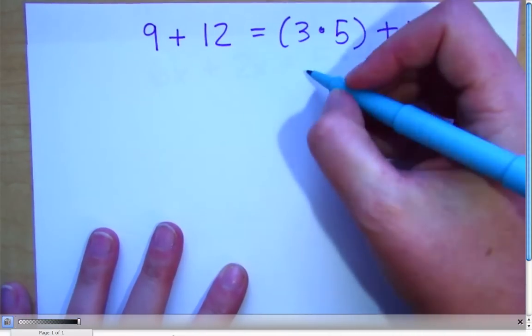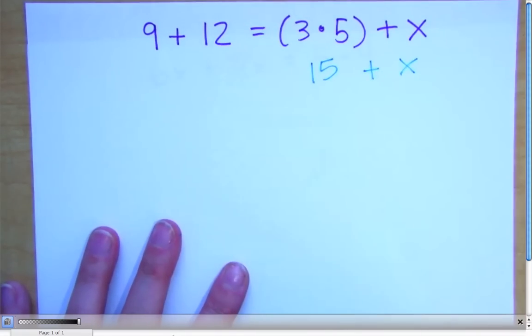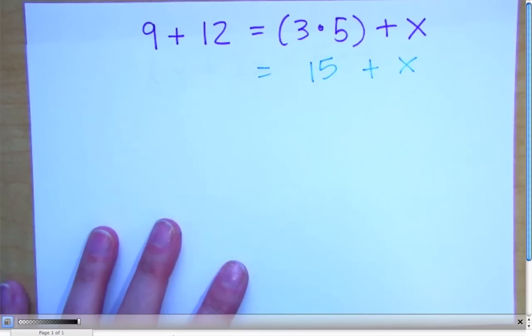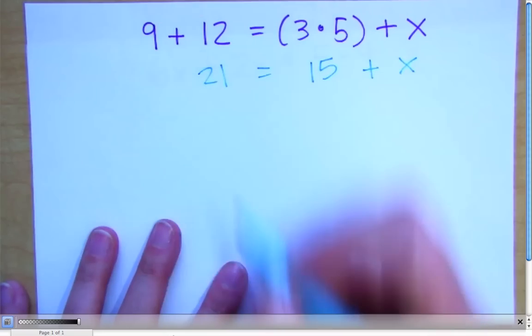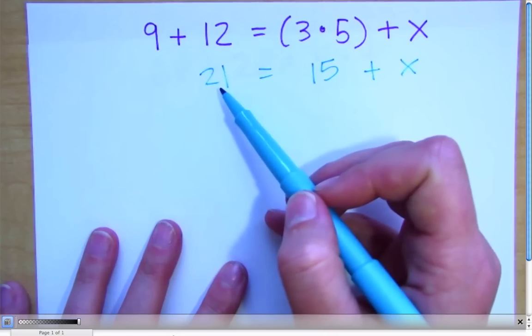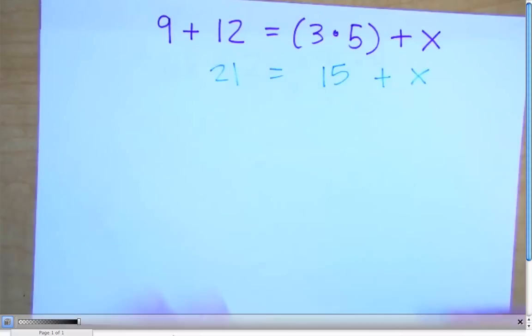Over here, the 3 times 5 is 15. Still have the x. I can't combine this, so I'm just going to leave it as 15 plus x. Over on the other side of my equation, I have 9 and 12. Those can combine to 21. So at this point, I'm done simplifying. I combine those two to 21. I combine those two to 15. The x can't combine with anything.